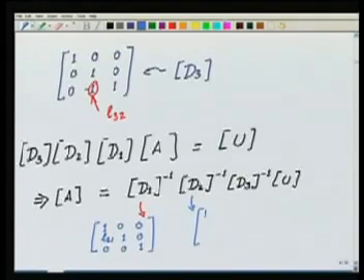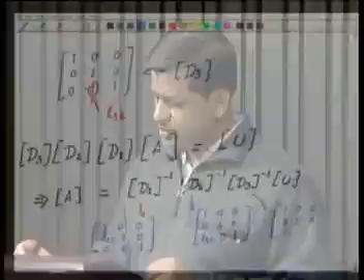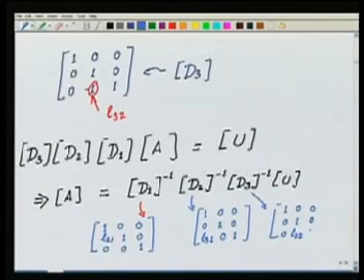Similarly, D2 inverse will be 1 0 0, 0 1 0, and here I will have L31 0 1. That is it. And the third one will be 1 0 0, 0 1 0, 0 L32 1. So finding the inverses of these matrices D1, D2, D3 is very easy once I know the operation through which I came to this form.